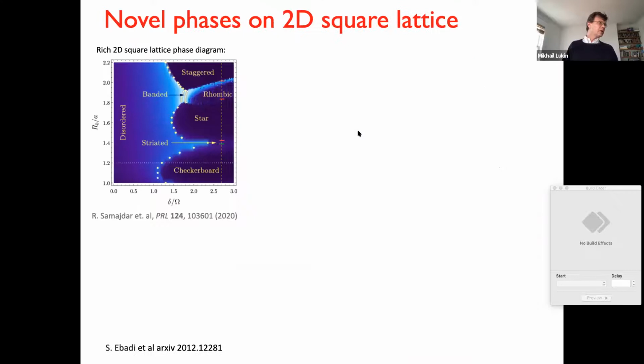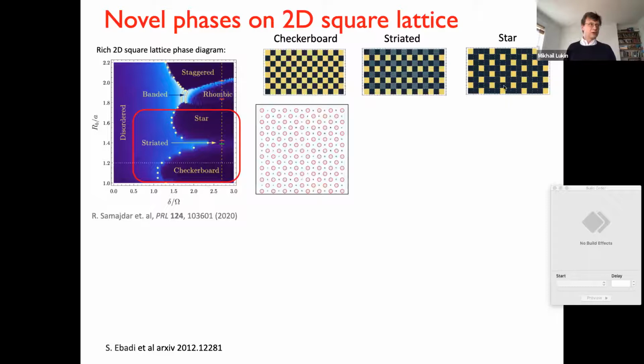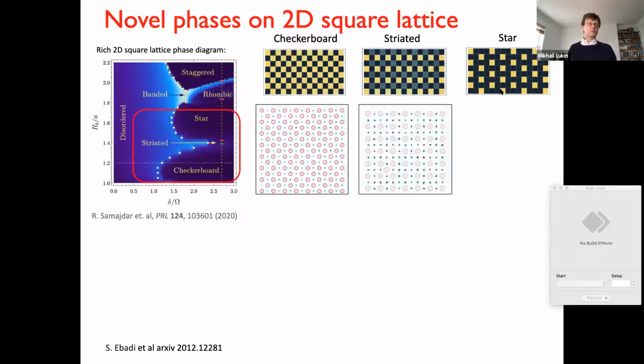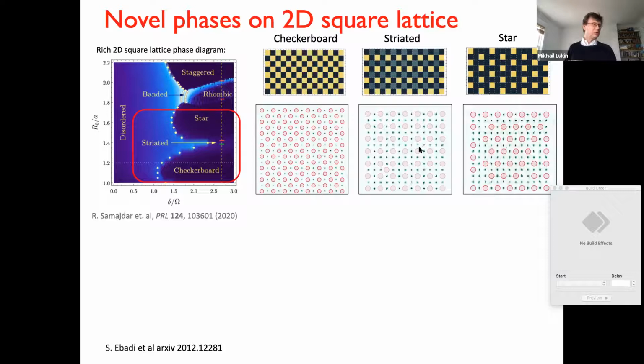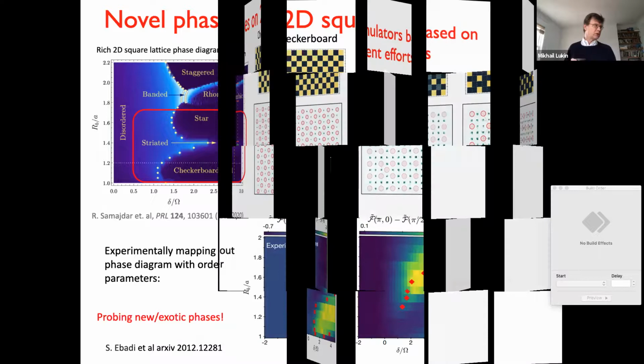As I already mentioned, we have now expanded the scope of this investigation. We're already starting to study other phases, and this is actually quite interesting. This is a checkerboard phase. There is a phase with a larger unit cell called the striated phase, and the star phase has yet another larger unit cell. We can observe these phases just from looking at images of the atoms following the transition. We can also start exploring and mapping phase diagrams, and what it really means is that one can now probe and explore these exotic phases.